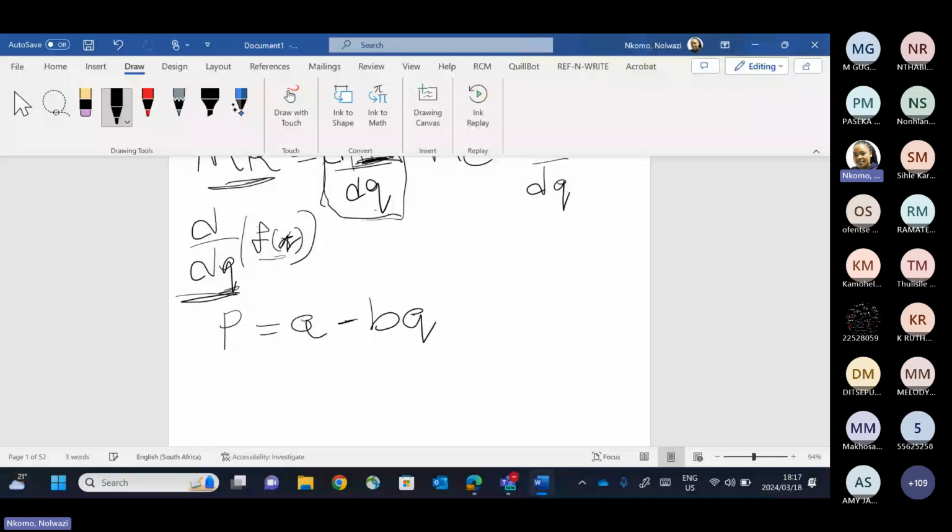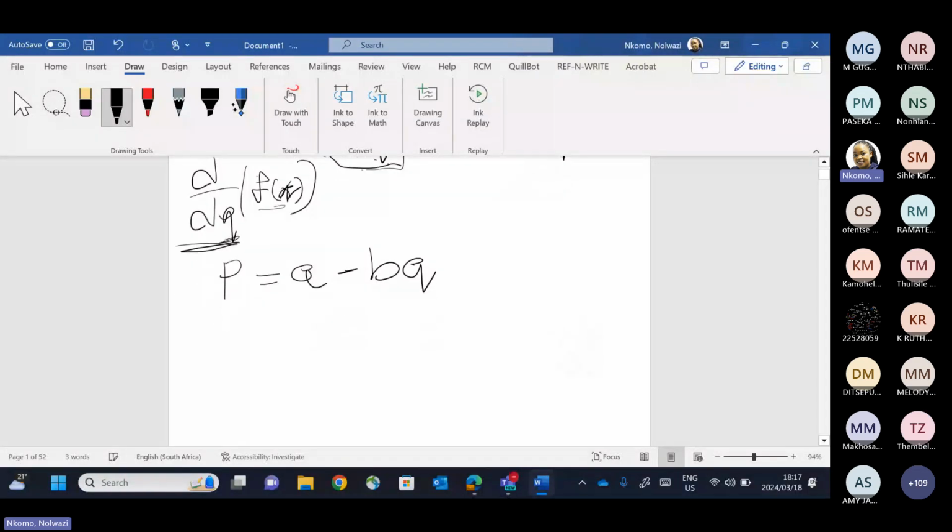Then we can find the total revenue of this function. First, this is the demand function. So this means we can find the total revenue by multiplying this function by the number of units demanded. We use Q for demand, units demanded, and then P.